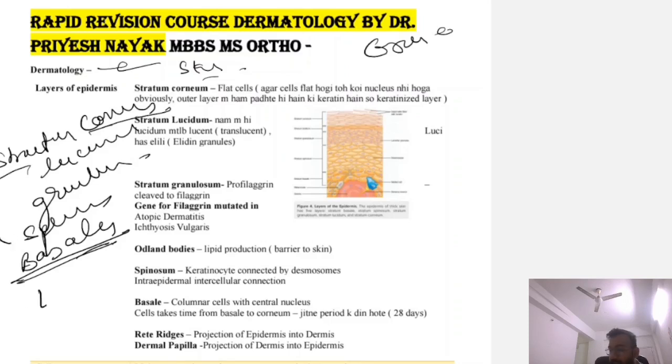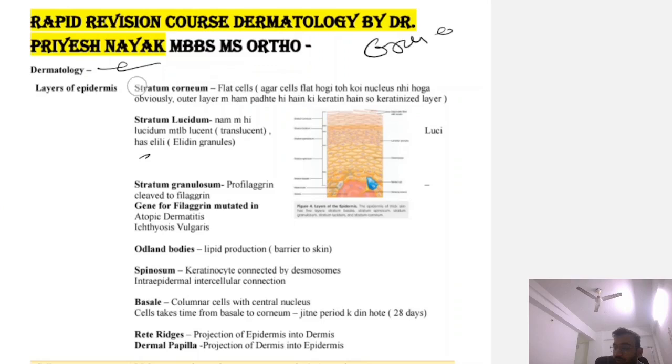Then LGS. What is LGS? Stratum lucidum, then granulosum, then spinosum. This you have to remember. These are the layers of skin, these are the layers of the epidermis.